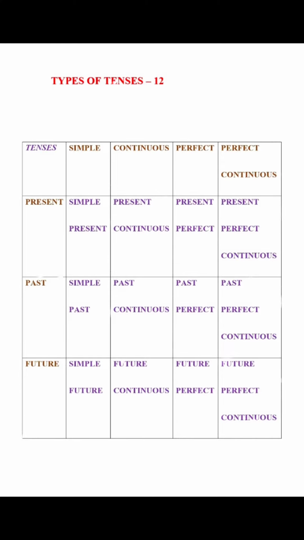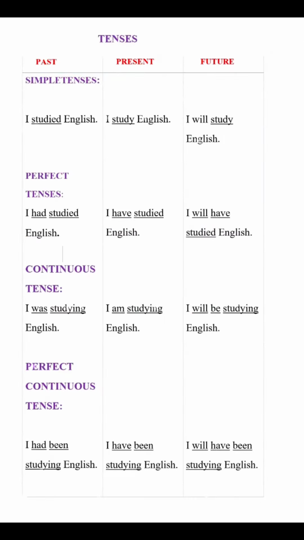Next we'll see some examples. Simple past tense, simple present tense and simple future tense. I studied English. I study English. I will study English. Perfect tenses. Past perfect tense: I had studied English. Present perfect tense: I have studied English. Future perfect tense: I will have studied English.